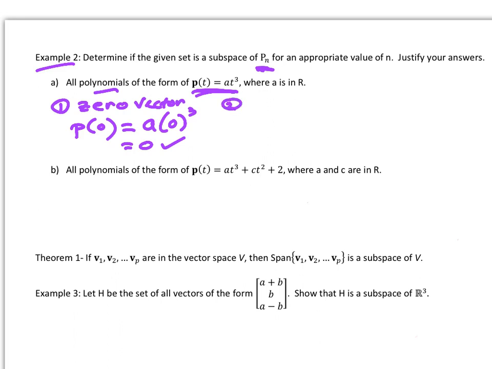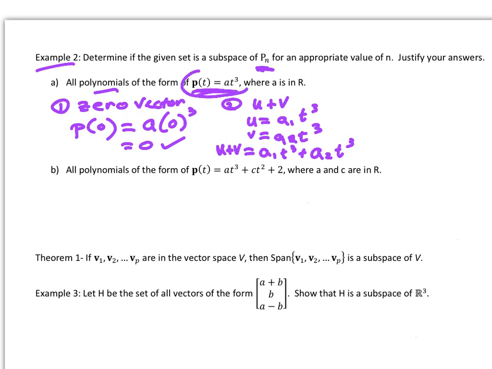Then we want to do the next step, which would be under addition. So if I take u plus v, and let's make up u as a1 t cubed and v as a2 t cubed. What if I do u plus v? If I add these two, this would be a1 t cubed plus a2 t cubed. Well, what we want to know is: is that still of this same form? If we write this out, u plus v is equal to (a1 plus a2), just group that together, t cubed. And voila, we still are of this form, so we're okay.